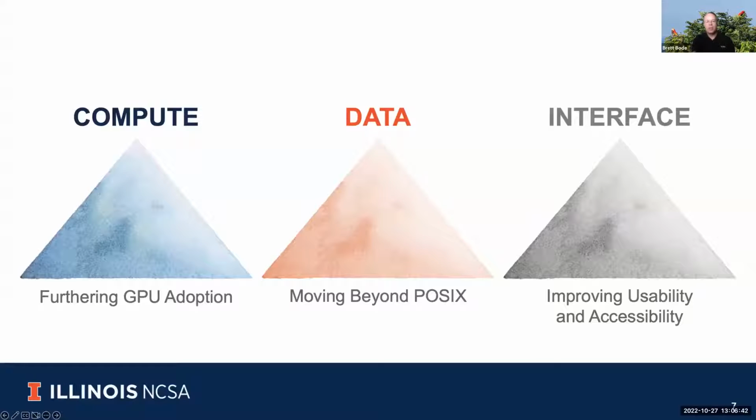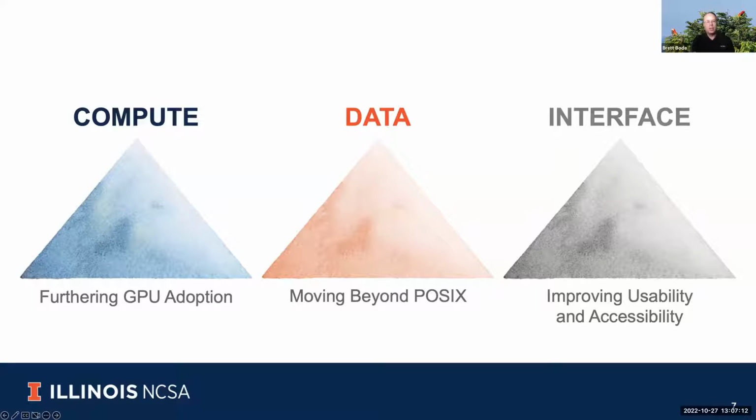So I'm going to give a brief little introduction to Delta first. From the time of the proposal, we had 3 main thrusts with the project as a whole. Of course, we're providing a compute and data resource, but we wanted to orient that compute resource towards being a GPU-oriented system, furthering adoption of GPUs with the Delta resource.